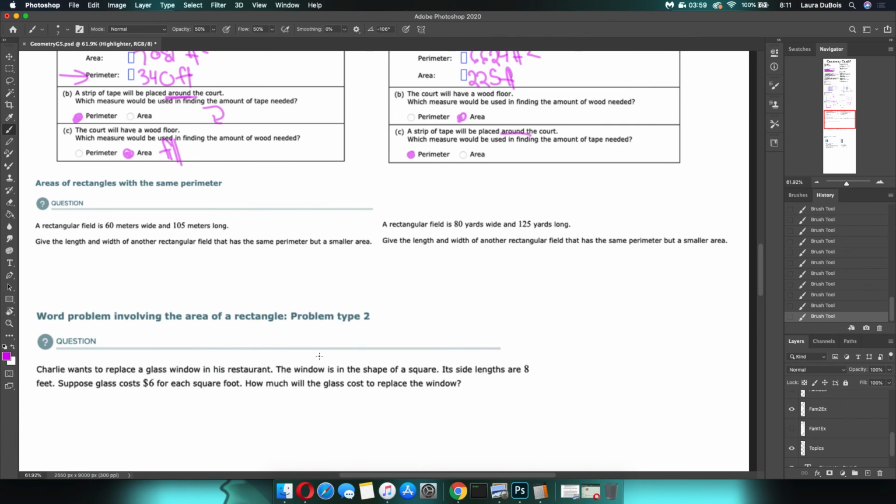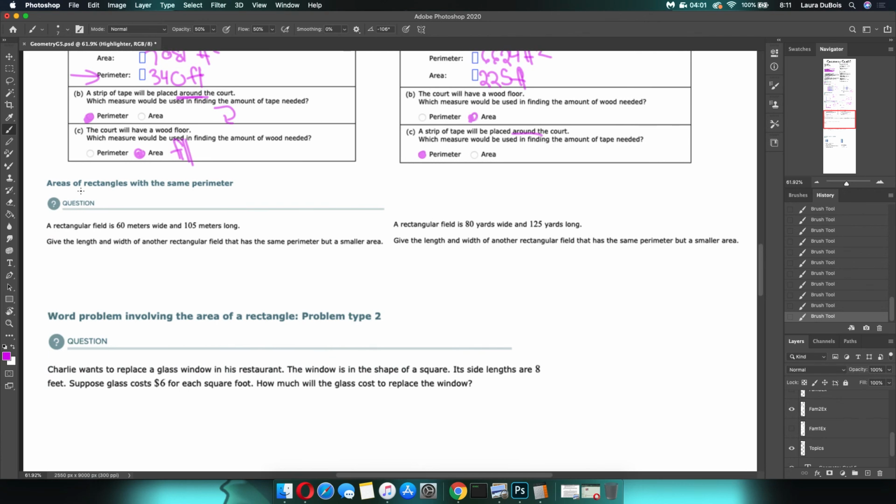So, area of rectangles with the same perimeter. Okay, so same perimeter but smaller area. There's an actual cheat for this. I want to explain it first, but there's a difference between having a bigger area and a smaller area.